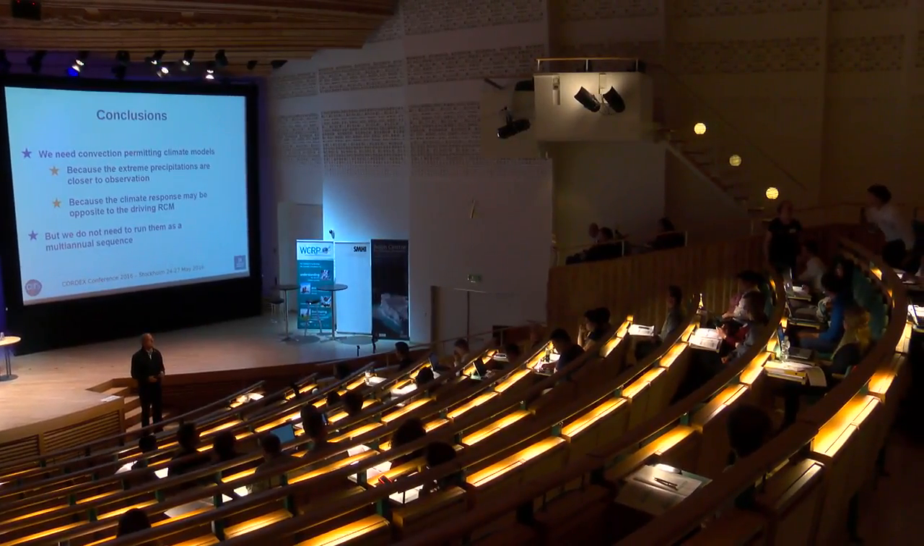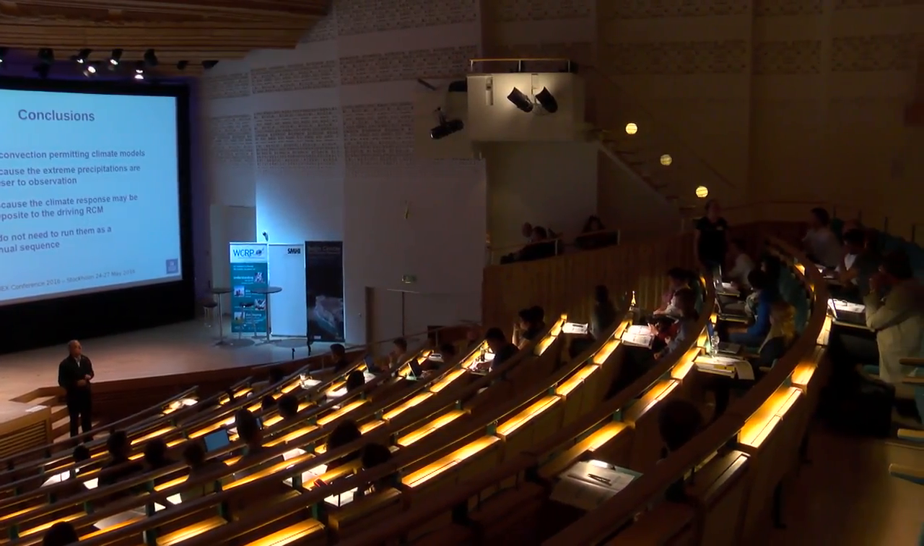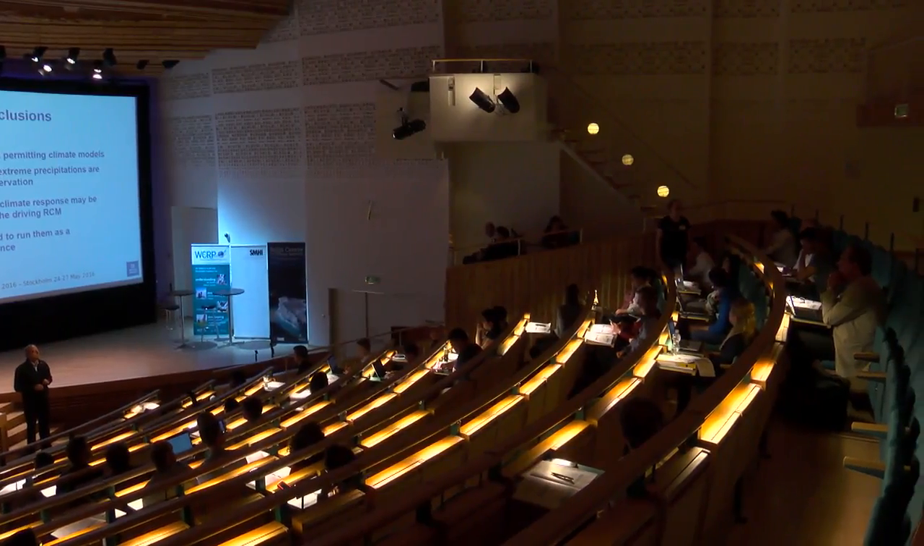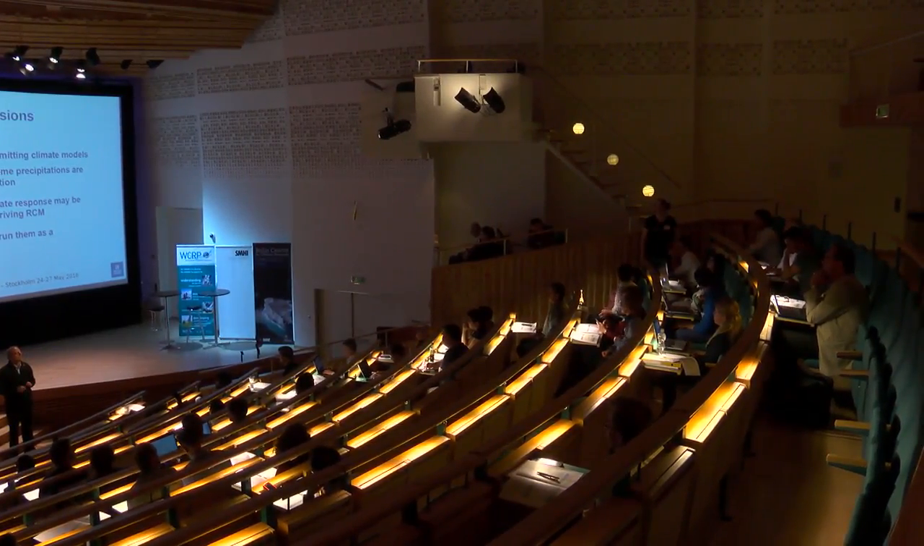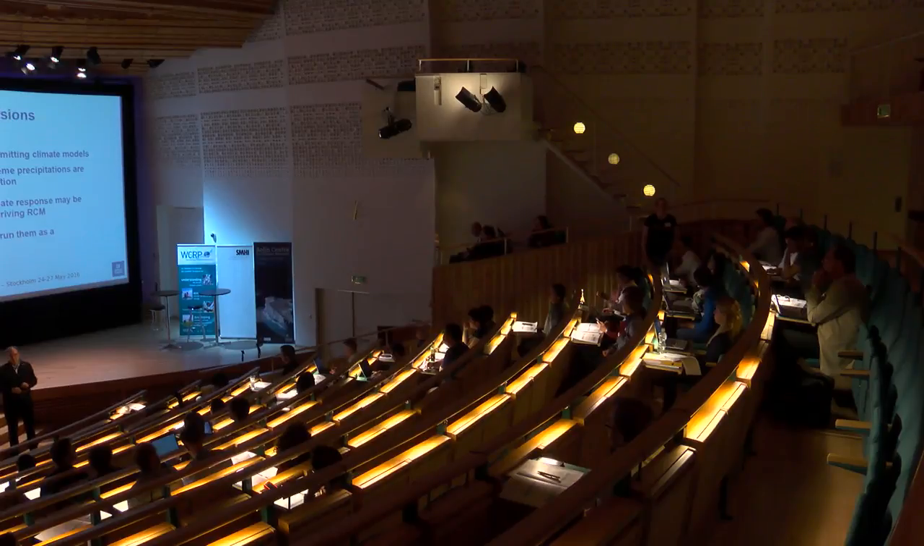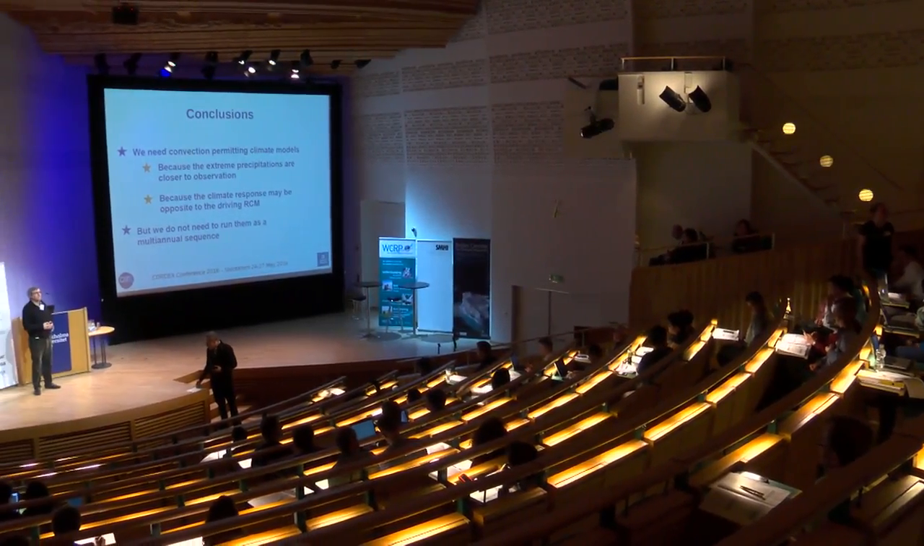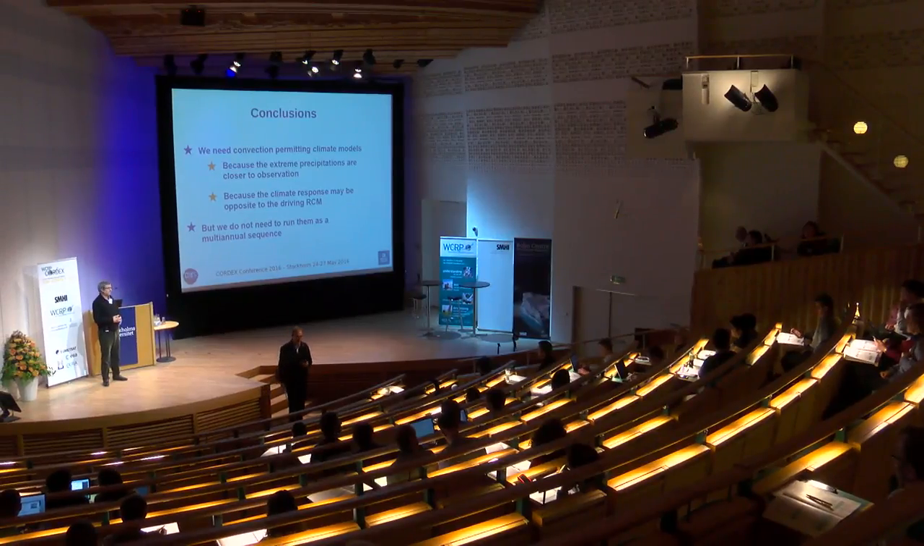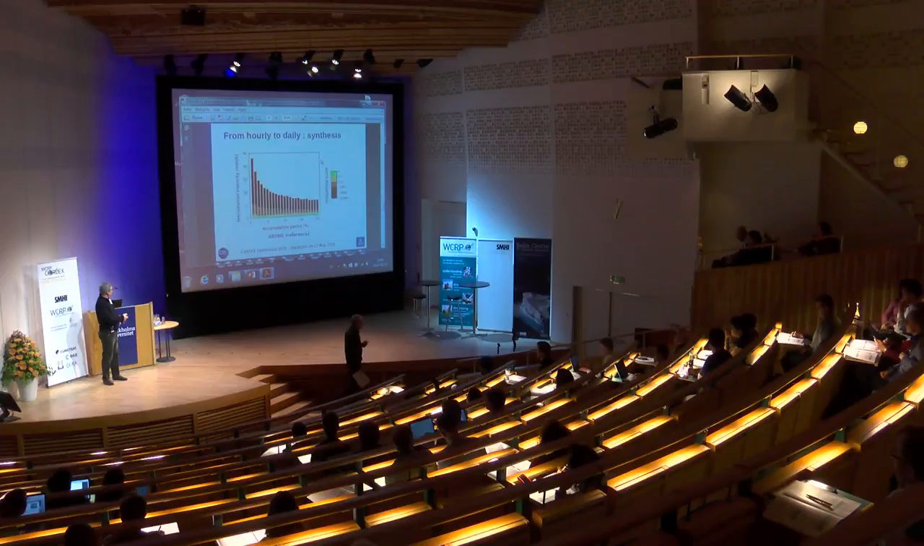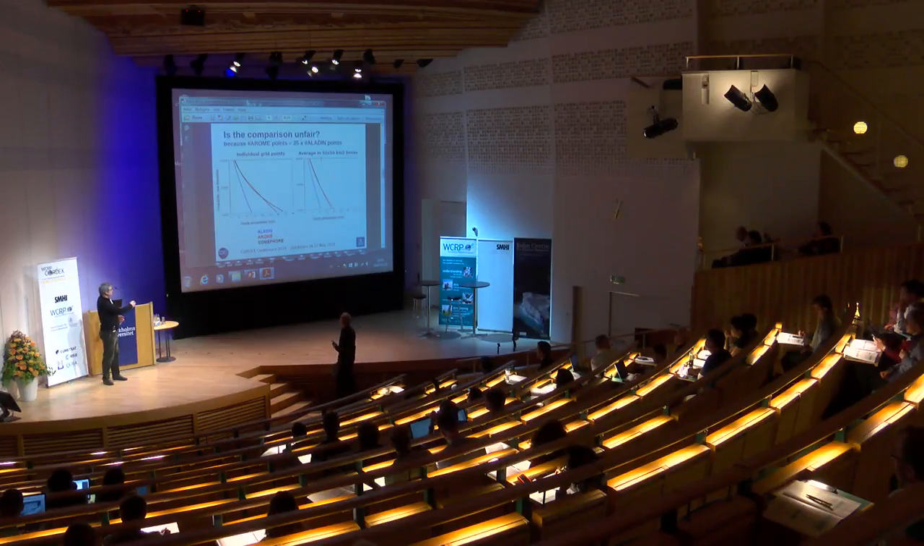It's just a comment that maybe the model is even closer to observations, because I think you said that the observations were at 1 kilometer, and the model is at 2.5. So if you would aggregate the 1K to 2.5, both, I mean, the black curve would go towards the red one.